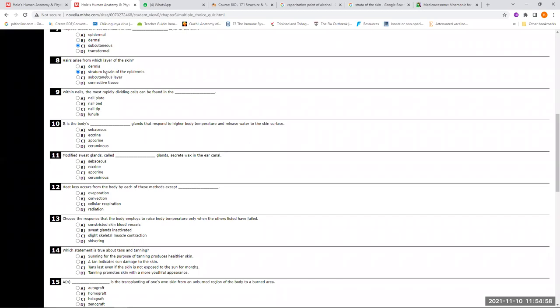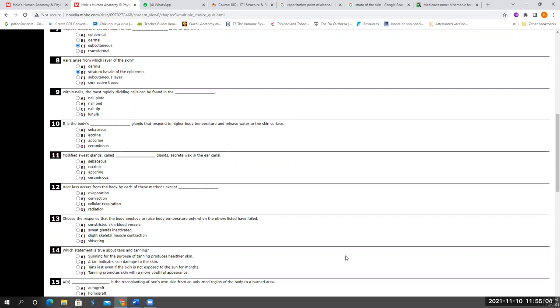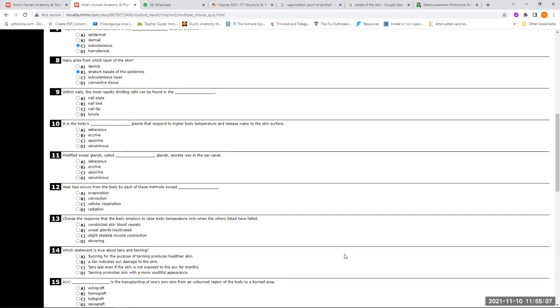Okay, within nails. So we're moving away from here now. We're talking about nails. Are nails important? What do you use nails for? Anybody? Lukisha, what do you use them for? Yeah, you use them for scratching. Well, in particular, when you look at some other animals, they're used in protection and defensive purposes. And the other thing it does for us is enable us to pick up fine things. If we didn't have nails, we wouldn't have that strength.